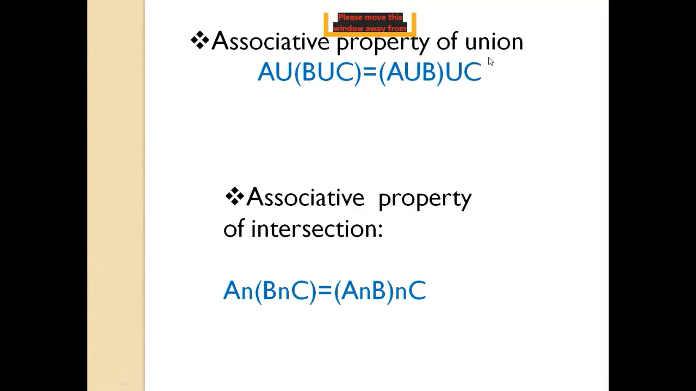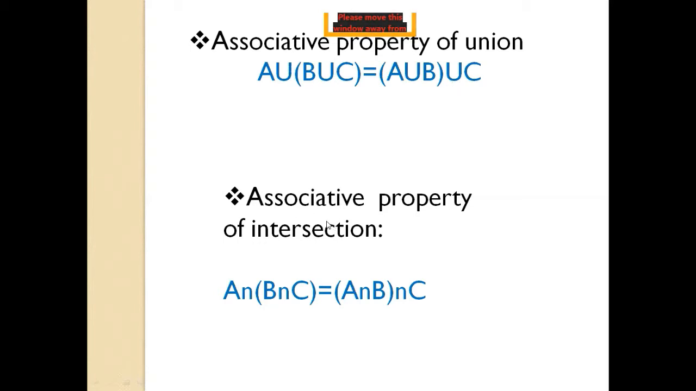the associative property of union. The associative property is for three sets. The commutative property is for two sets, and the associative property is for three sets. The property is A union, in brackets B union C, equals A union B, in brackets, union C. This is the associative property of union.